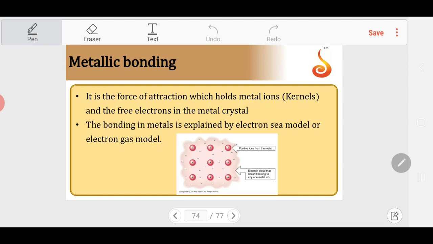Metallic bonding is the force of attraction which holds metal ions or kernels and free electrons in the metal crystal. This bonding in metals is explained by a model called the electron sea model, or electron gas model. So this is the metal kernels. You can see here the metal kernels, and these are the freely moving electrons. So the metal kernels are kept immersed in a sea of freely moving electrons. That is the concept of the electron sea model.